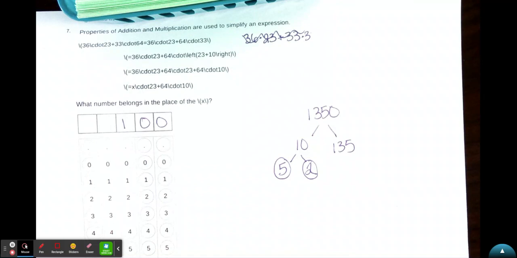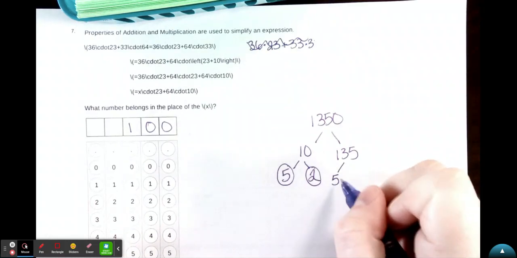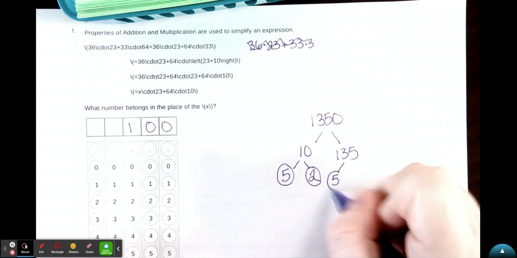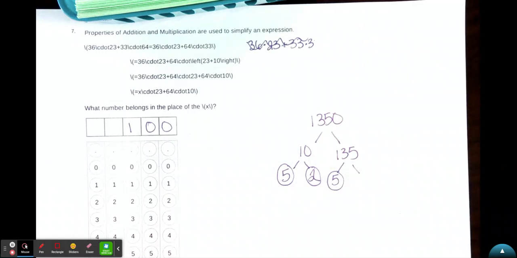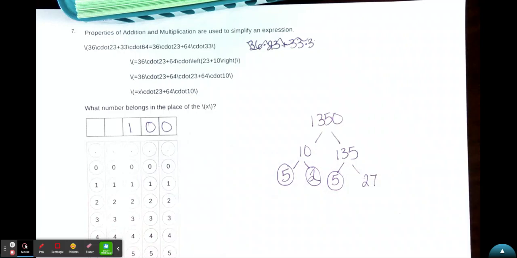Okay, so now 135 is not prime, so I need to break it down. What do I break it down into? Okay, I can divide it by 5. Is 5 prime? Yes, so I circle it. What do I get when I divide 135 by 5? 27. Okay, is 27 prime?